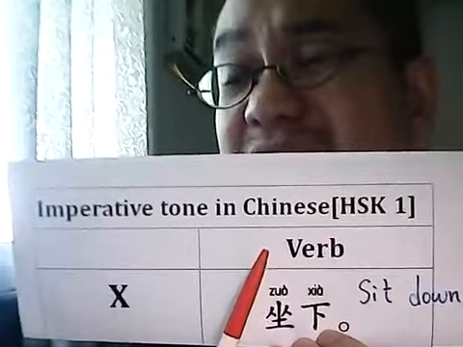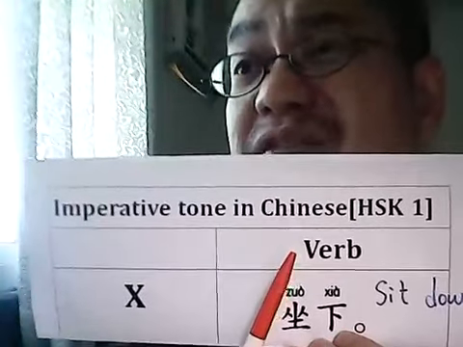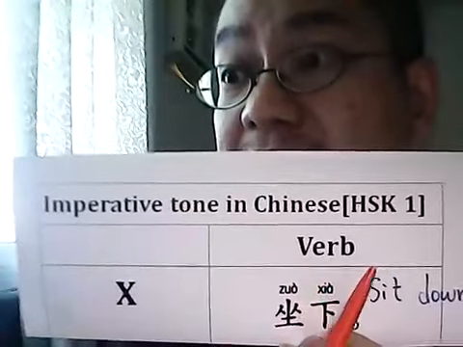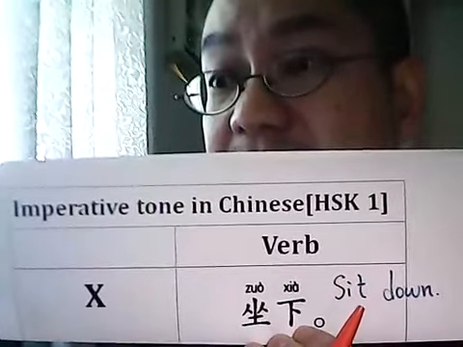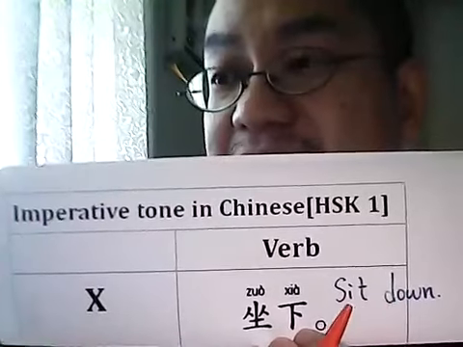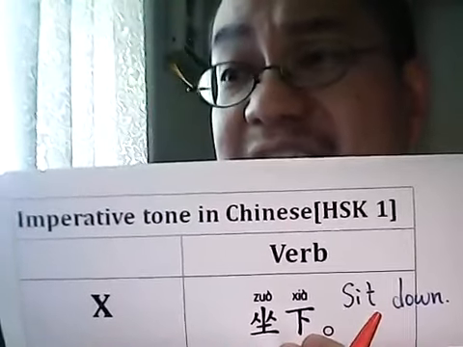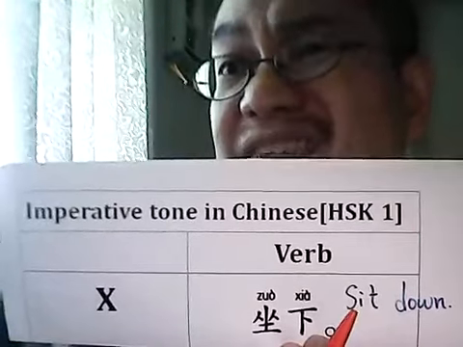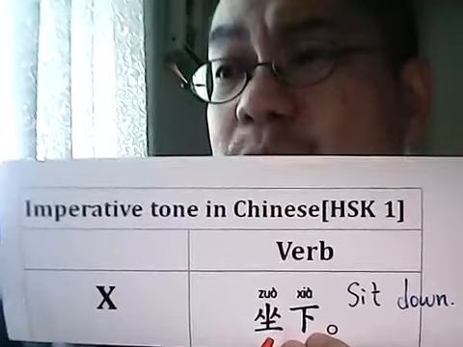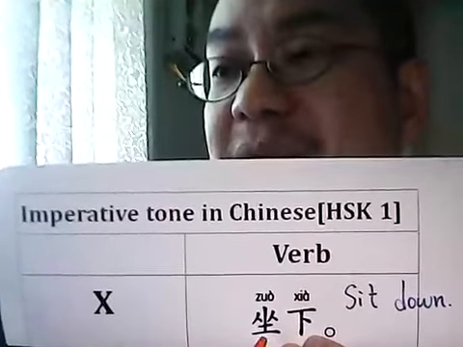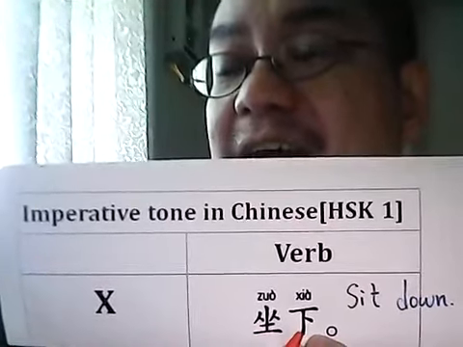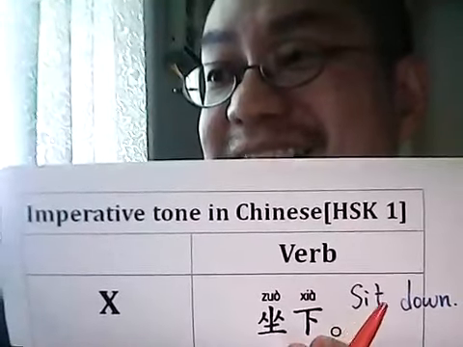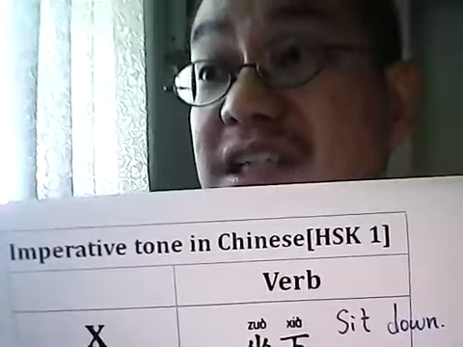First of all, just like in English, we use a verb in the beginning of the sentence. For example, in English, we may say, sit down. That's the same in Chinese. In Chinese, also, we use a verb in the beginning of the sentence. So you can say 坐下. 坐 means to sit. 下 means down. So 坐下, sit down.